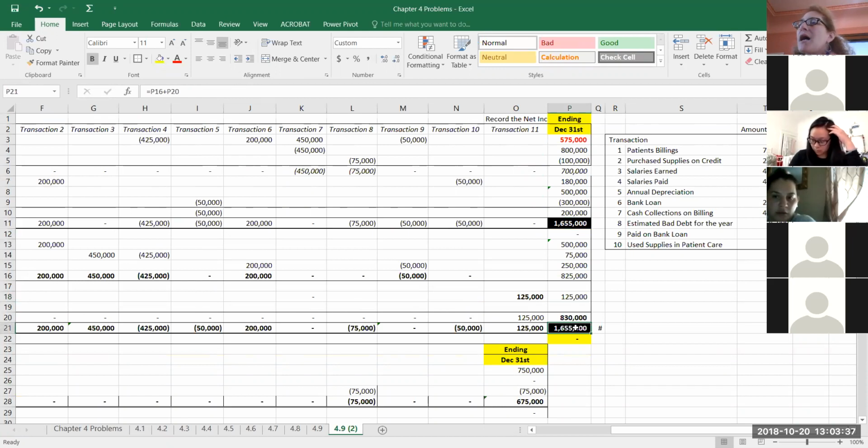If they don't tie, then you would probably do what I did before. I looked at how much I'm off, and then go back and see if I can find some transaction that might be equal to that amount, so I can problem solve and find out maybe what I did wrong. Okay, that's helpful.